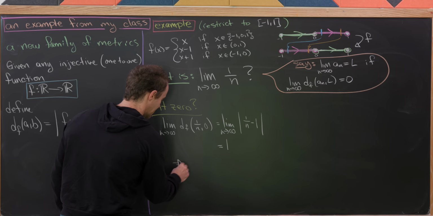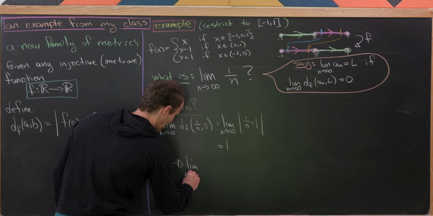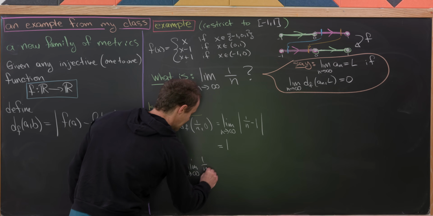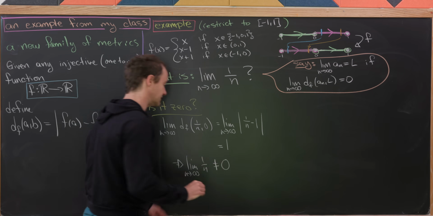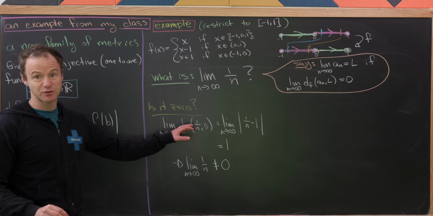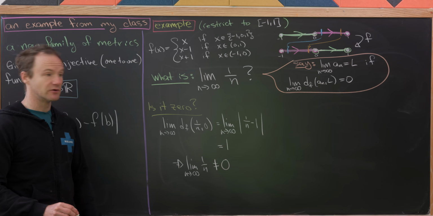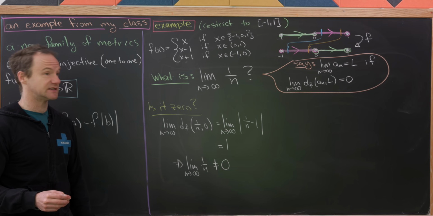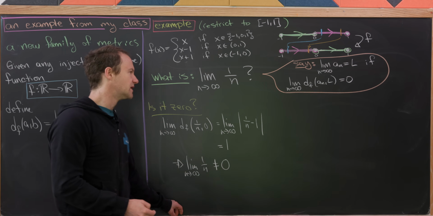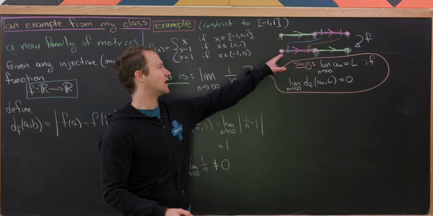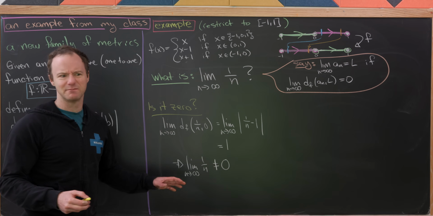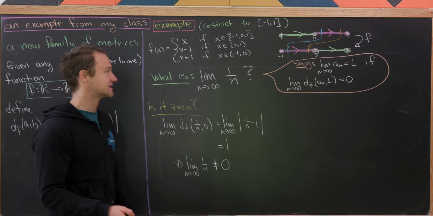So what does that tell us? That tells us that, in fact, the limit is not equal to 0 because the distance between the terms of our sequence and 0 did not go to 0. Okay, so now let's maybe look at our picture up here to get an idea for what it might be. Let's make an educated guess.